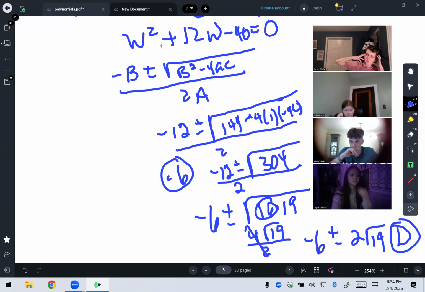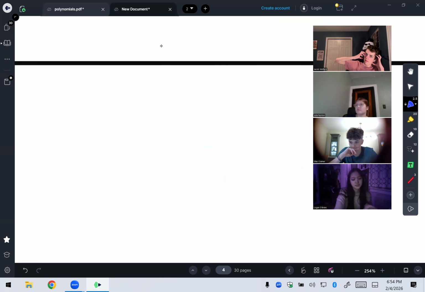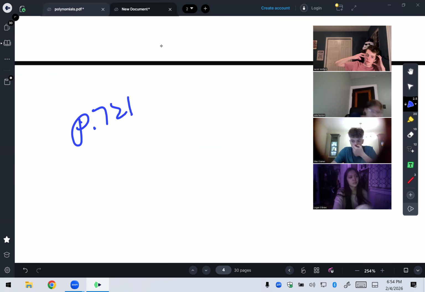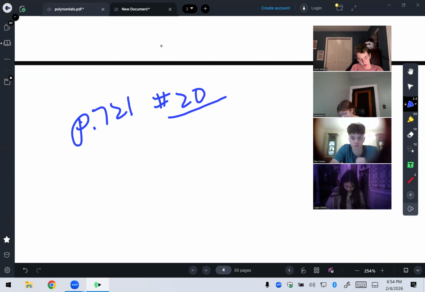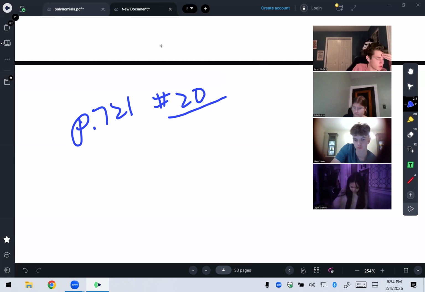So I want to go to page 721, and we're going to try number 20. So that's a high number. See if you can beat Mrs. Hessler to the answer. It's just another quadratic equation, and you can see it is because they have the square root of k. See if you can beat me to the answer.